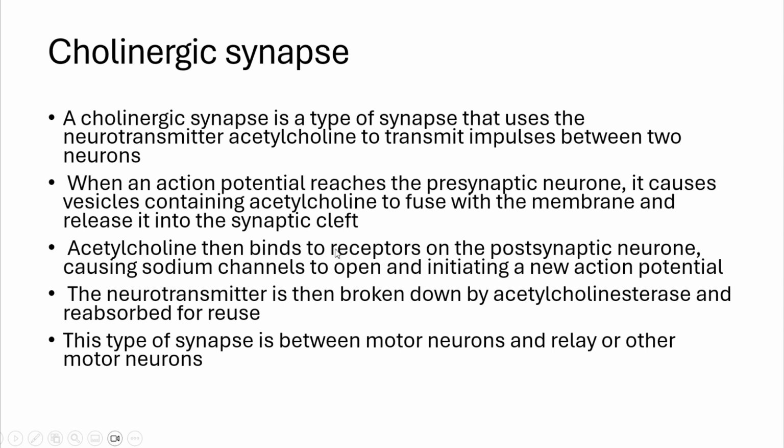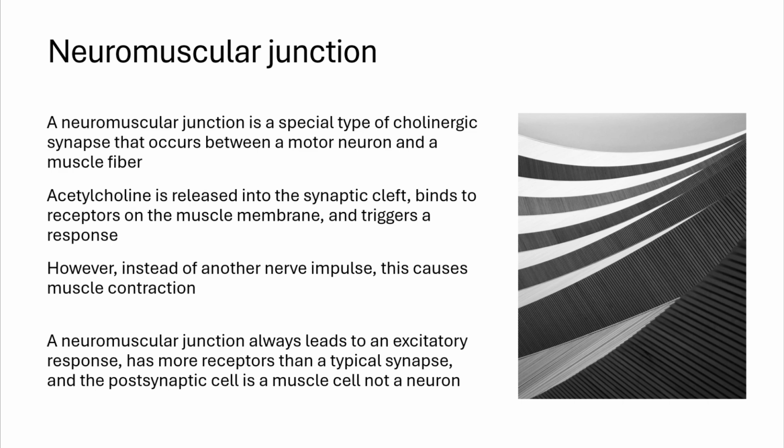This type of synapse with acetylcholine is normally between motor neurons and relay or other motor neurons. So it's normally between neurons, not between the neuron and the muscle, like we just talked about in the previous slide. Now, where it touches the muscle, that's called a neuromuscular junction.